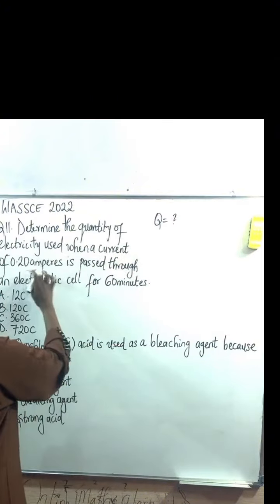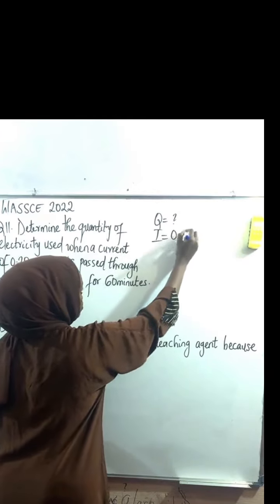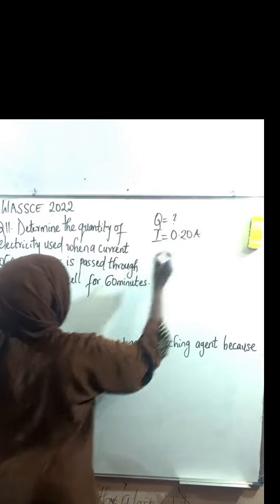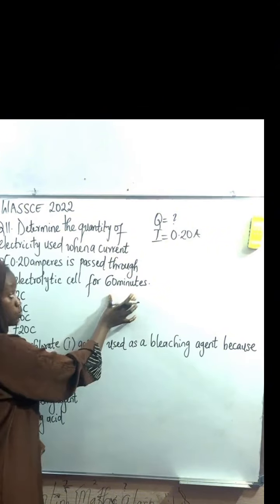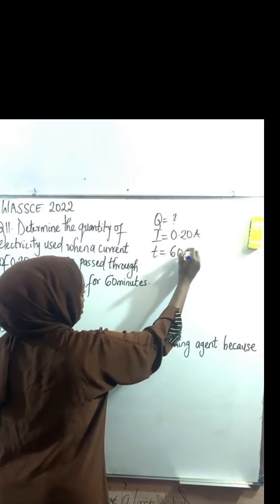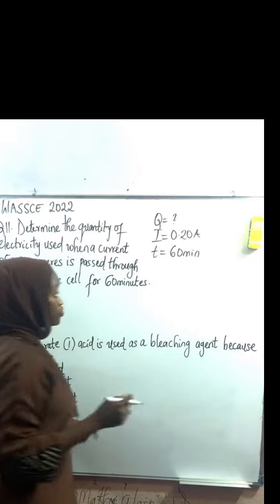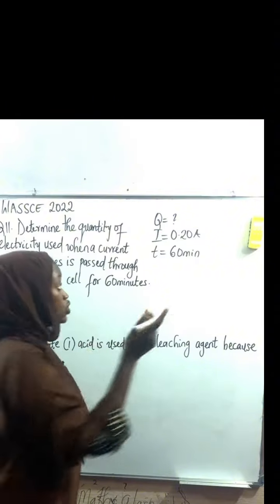When a current of 0.20 ampere, current is given as I, which is equal to 0.20 amperes, okay? And it's passed through an electrolytic cell for 60 minutes. So the time is 60 minutes, that is T, 60 minutes. However, we do not work with minutes, we will work with seconds. So we have to change 60 minutes to seconds.